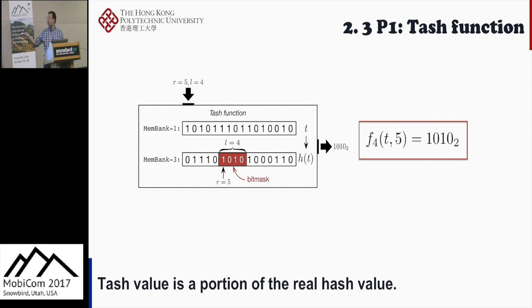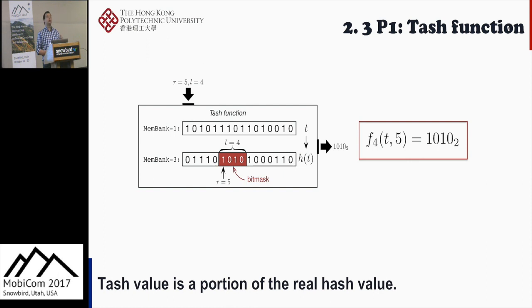This figure shows the memory structure of the tag. In the first memory bank, we store the EPC. We calculate the real hash value of the EPC using the real hash function. The real hash function may be SHA-1 or MD5. And we then store the real hash value in the third memory bank, the user-defined memory bank. All the calculations and storing are performed offline in advance.